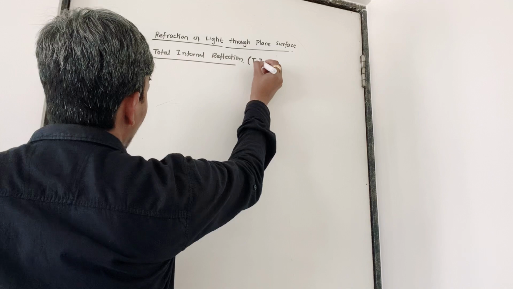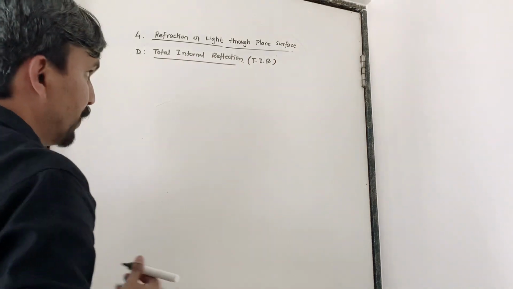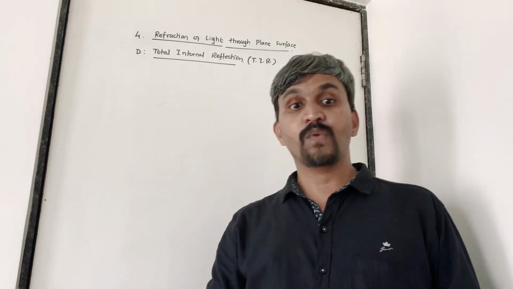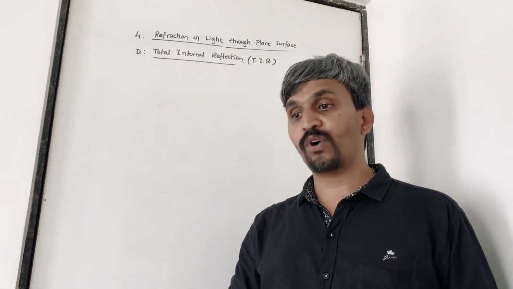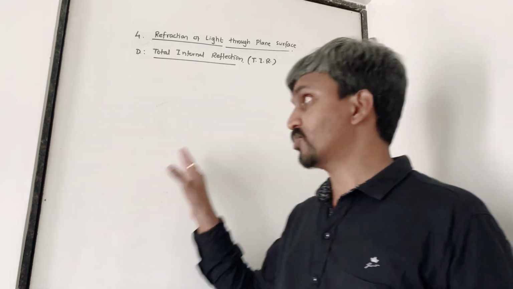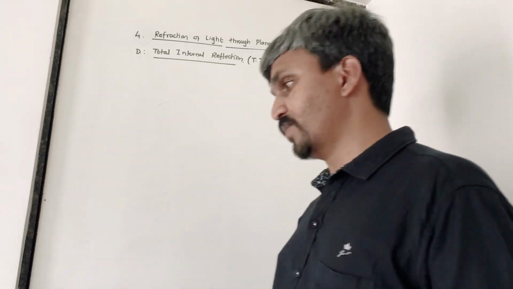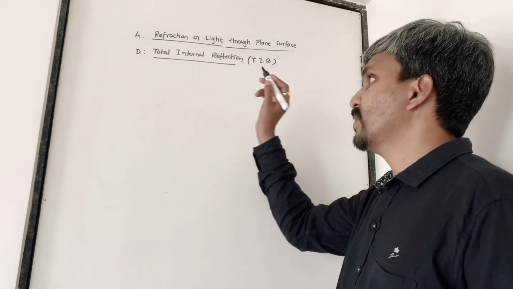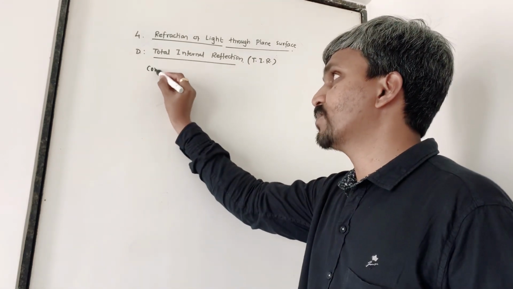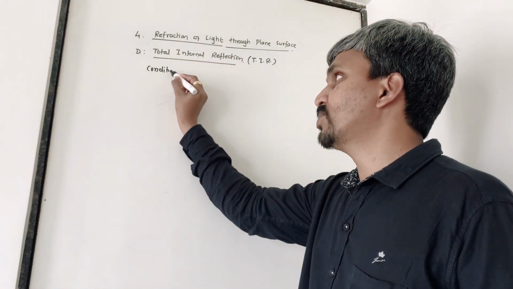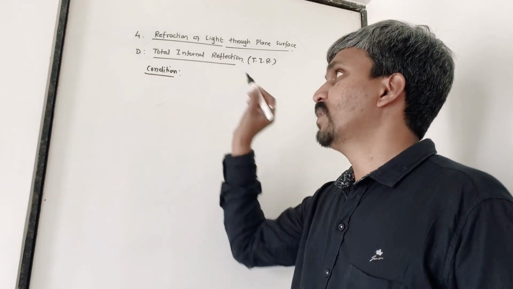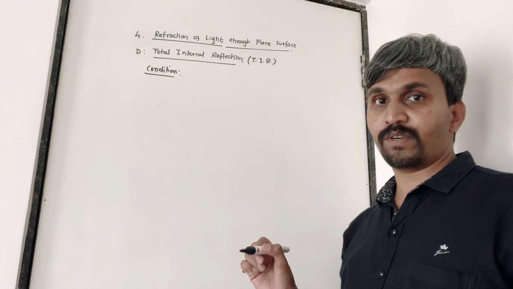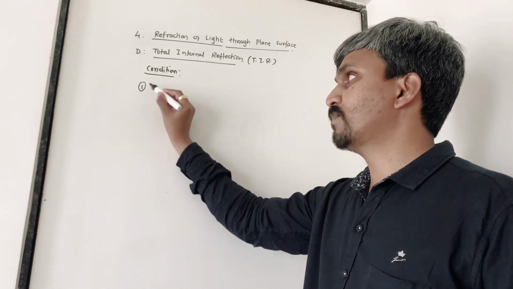Before we start with what TIR is, we'll first write what the conditions for TIR are. Now what are the conditions? The first condition for TIR is that the source of light must be in the denser medium. What is that part? The source must be in what?